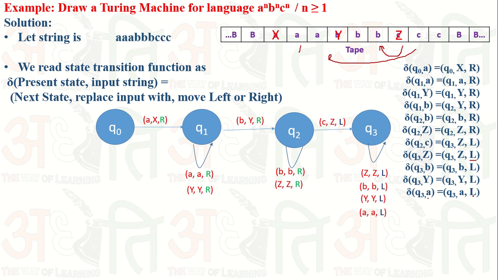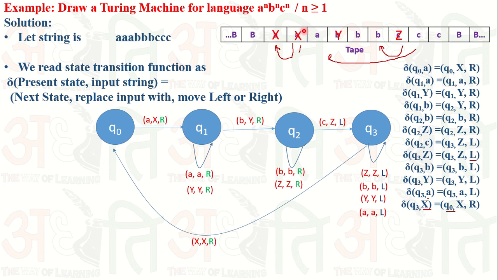If there is an A, we leave the A unchanged and move left. So after this loop we have reached over here, and after the final A we find the X. When the input is X, we move to the state Q0, we keep X as X, and we move to the right. After moving right, what we have is an A. So the history will repeat all those things.